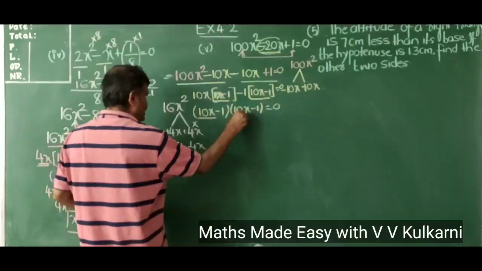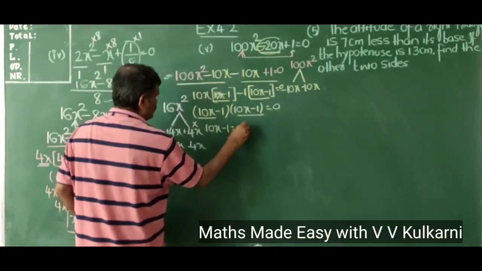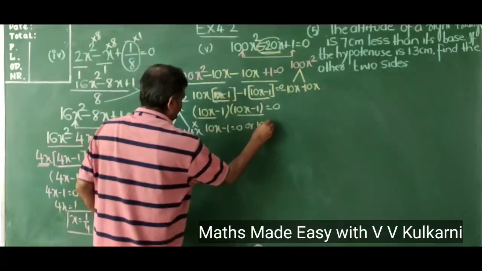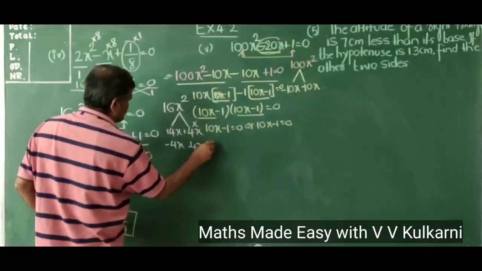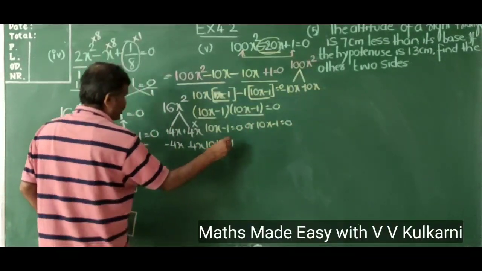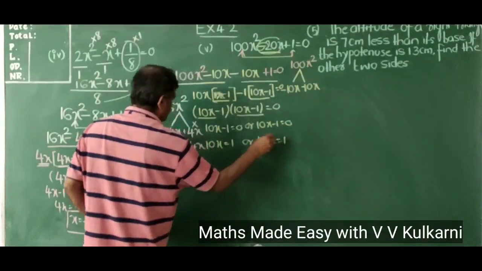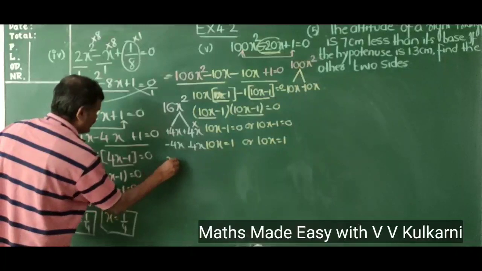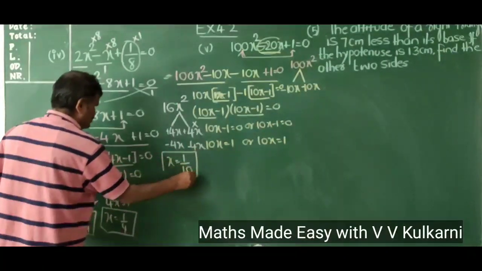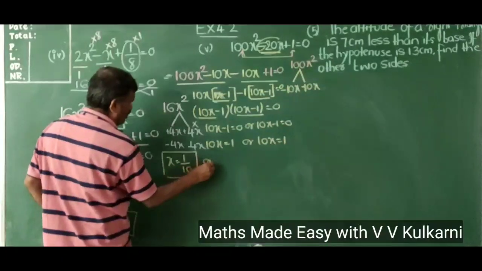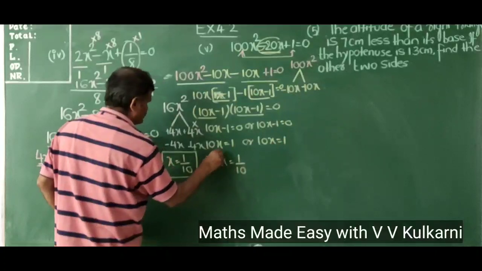So the product of two brackets is 0. That means 10x minus 1 is equal to 0 or 10x minus 1 is equal to 0. So I will get 10x equal to 1 or 10x equal to 1. In that case, I will get x is equal to 1 by 10, or here also x is equal to 1 by 10.